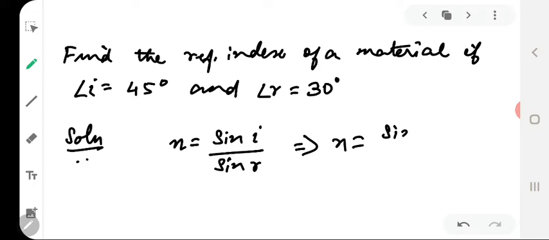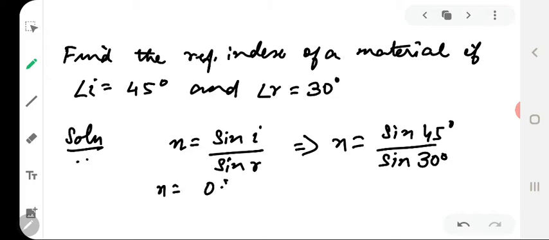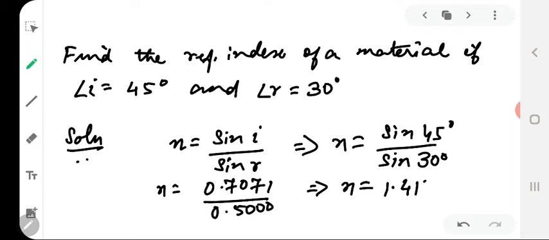So this will give us sine of 45 degree by sine of 30 degree. We know sine of 45 degree is 0.7071 and sine of 30 degree is 0.5. So hence we can get refractive index to be equal to 1.414. This is a question based straight upon the formula. Let's solve another question.